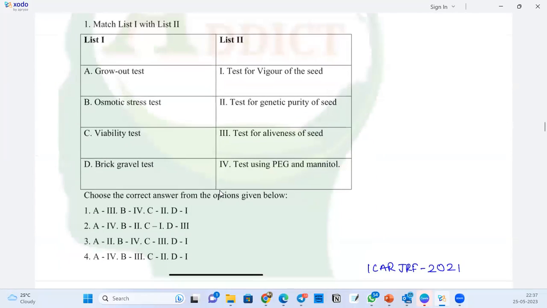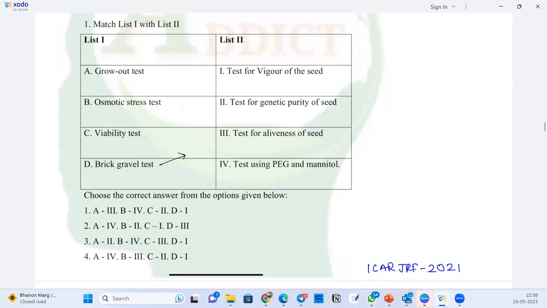So I have one question. You can just answer this question before we go further. Okay, Arth is answering it as 3. Okay, everyone is answering it as 3.